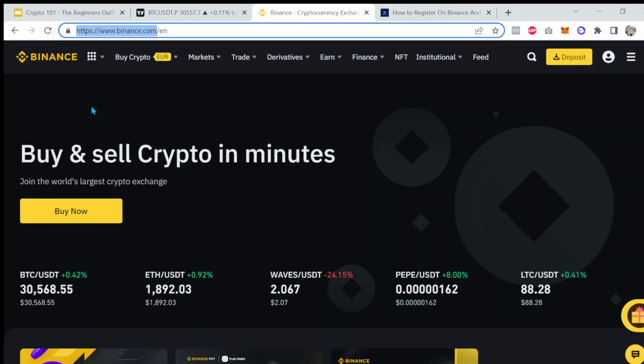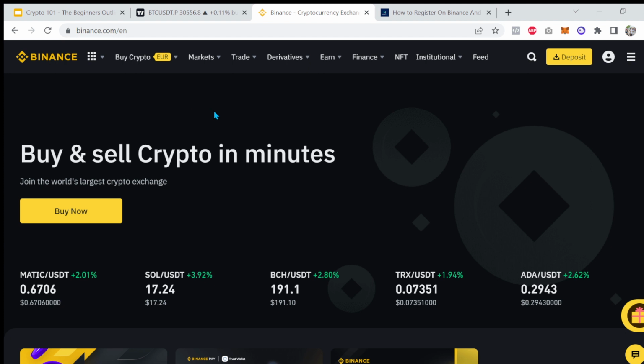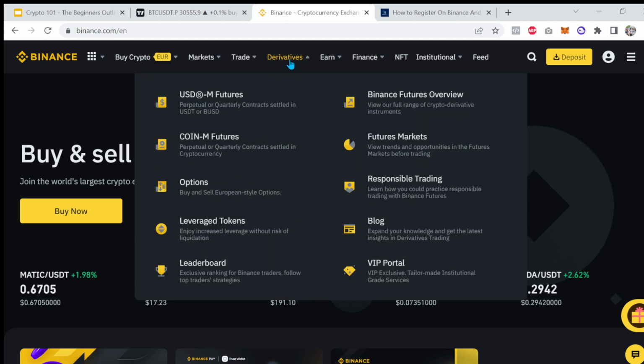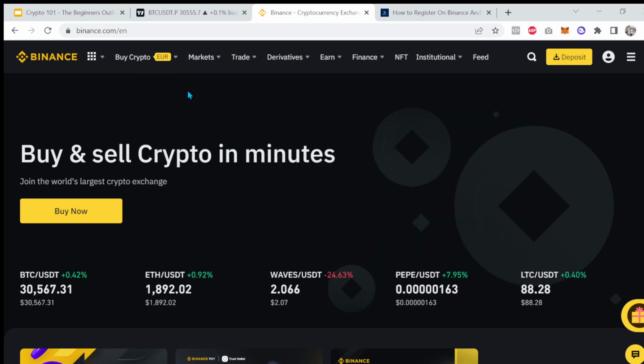So these are exchanges for trading, sorry. Basically, the next section we're going to be looking at will be our charting tool.